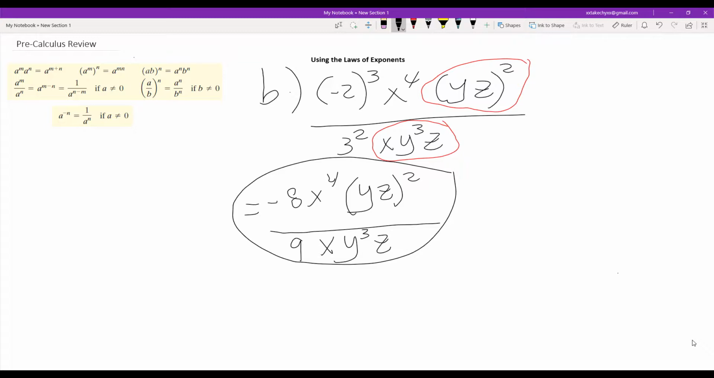So let's continue with another one. Let me clean all this.